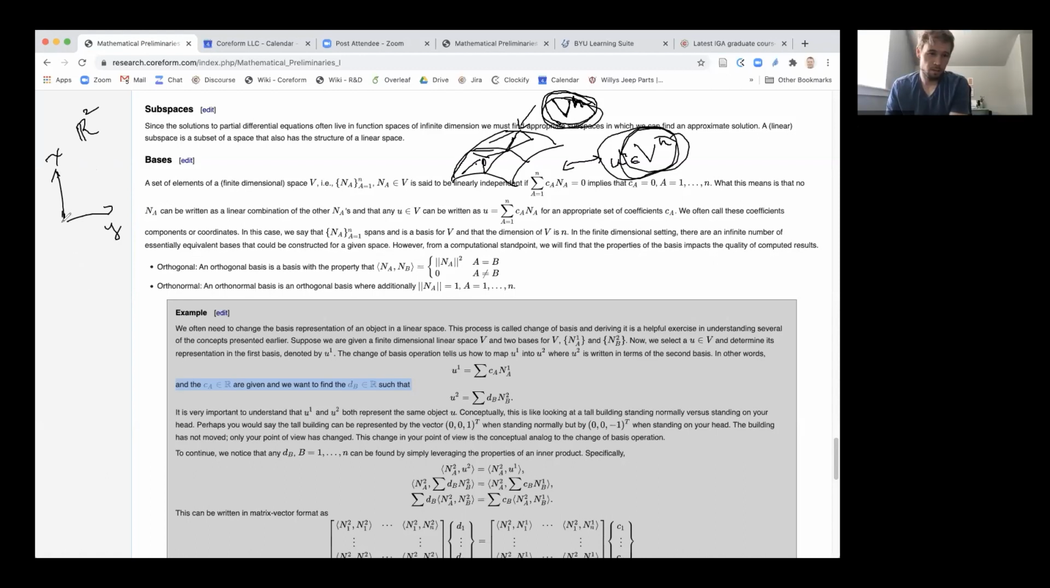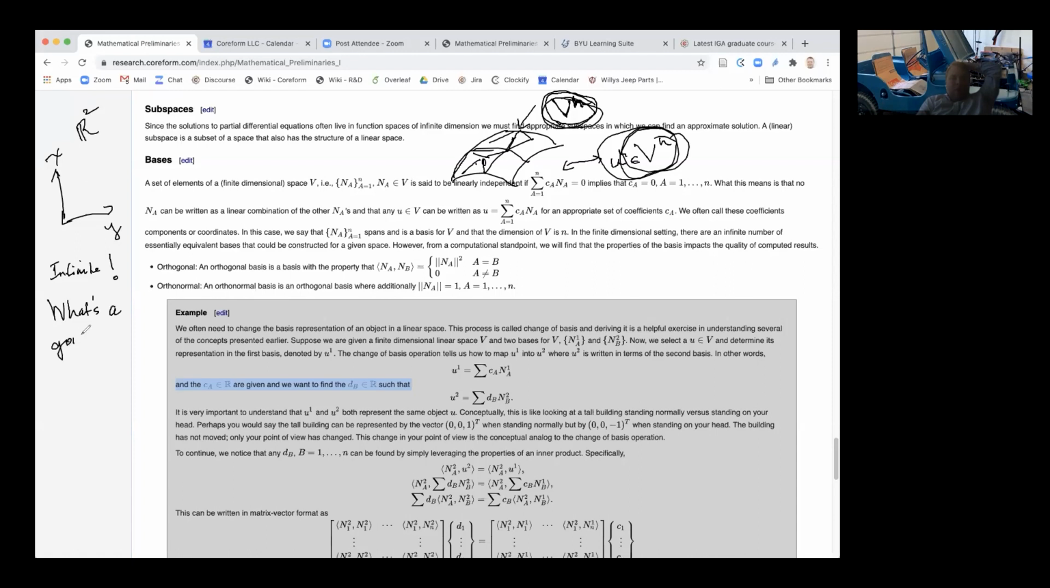Is it infinite? Because your basis could be 2, 0, 0, 2, 3, 0. It's infinite. There's an infinite variety of linearly independent combinations of two vectors that you can find in R2. So the question then becomes, what's a good basis? This is a big deal for finite elements, right?